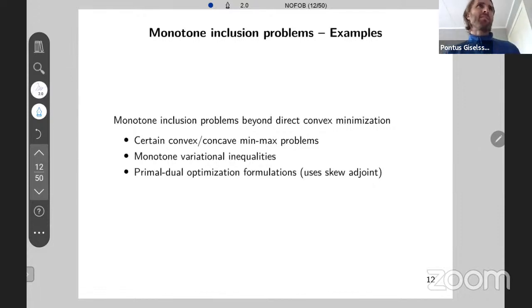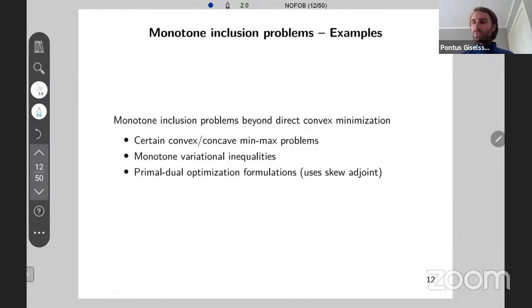So we have seen that convex optimization problems become monotone inclusion problems, but there also exist monotone inclusion problems that are not constructed in the way we just did, directly from convex minimization problems. But certain convex-concave min-max problems can be rewritten as monotone inclusion problems. And also monotone variational inequalities can be written as monotone inclusion problems.